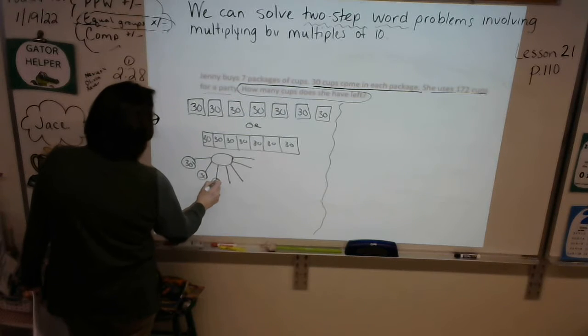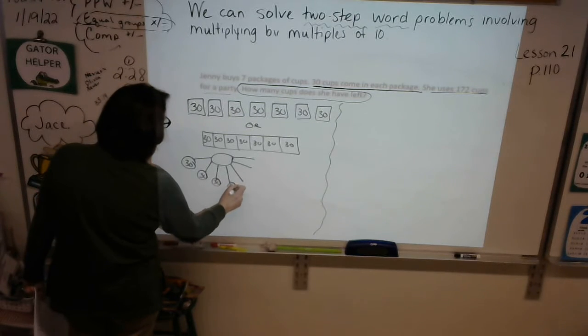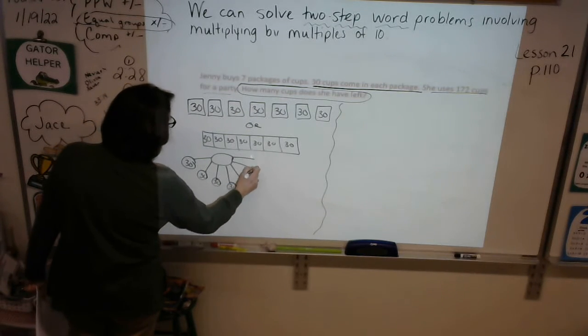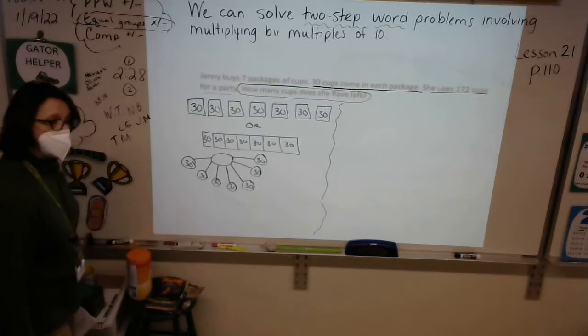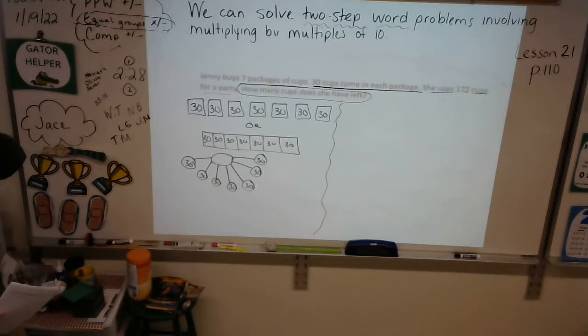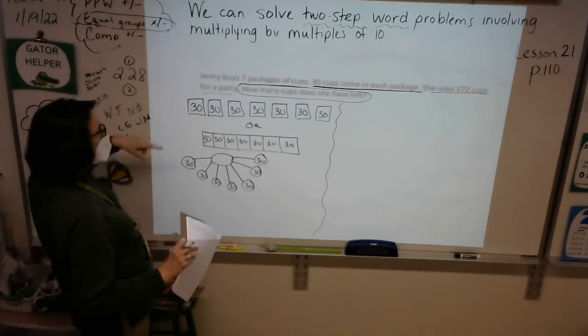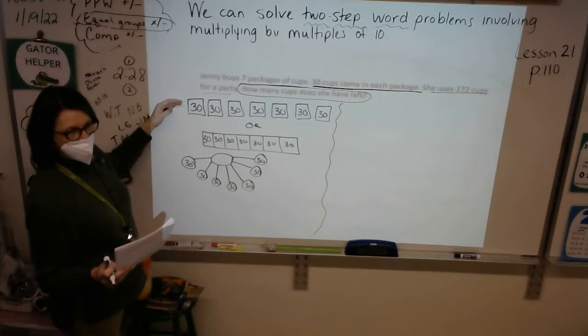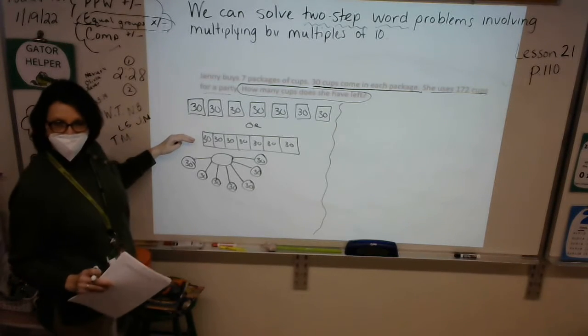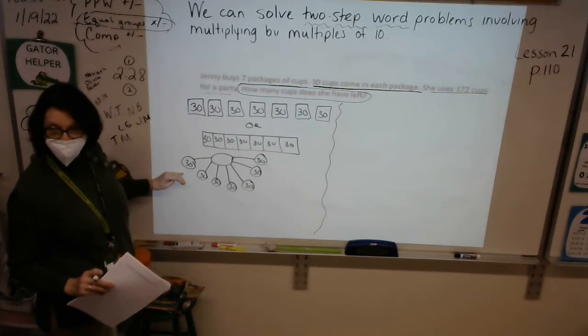So friends at home, I hope you drew a picture on your own, but if it doesn't look like one of these, or it doesn't show 7 groups of 30, then you might want to change your work. Remember how easy it is to change your work on Seesaw. All right, so we got this picture, shows 7 packages. We got this picture, shows 7 packages. We got this picture, shows 7 packages.